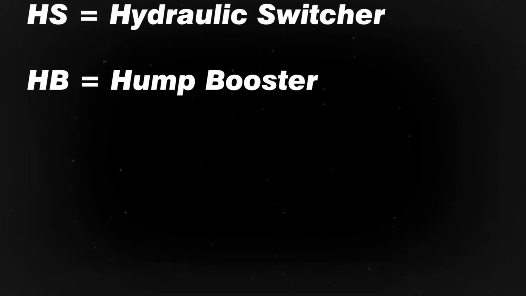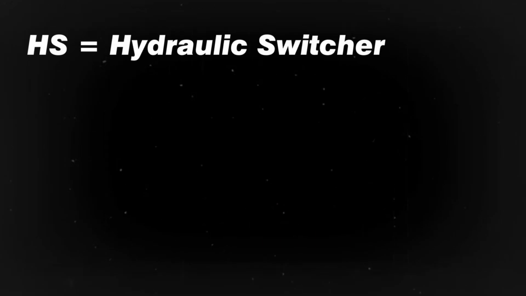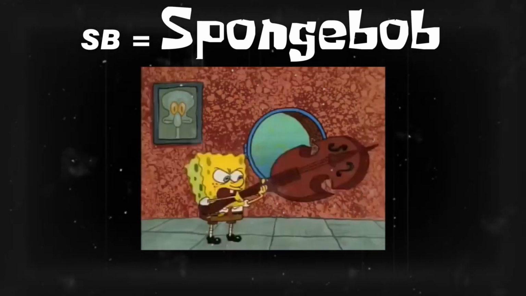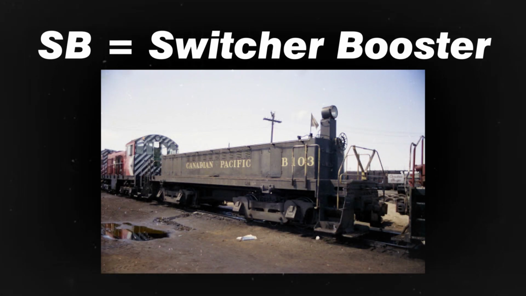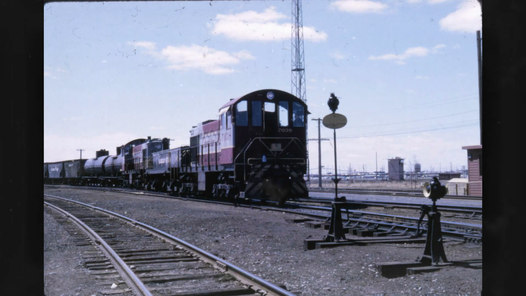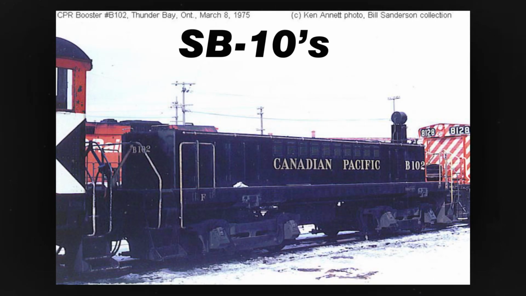Others include HB, which stands for hump booster, such as CP1019, HS, which stands for a hydraulic switcher like CP10, CLC DT2, classed as an HS5, and SB, which stands for SpongeBob. Just kidding. SB actually stands for Switcher Booster. For example, CP's B100 series were slug units used in yard service. I'm sure you guessed it already, they were in the SB class.